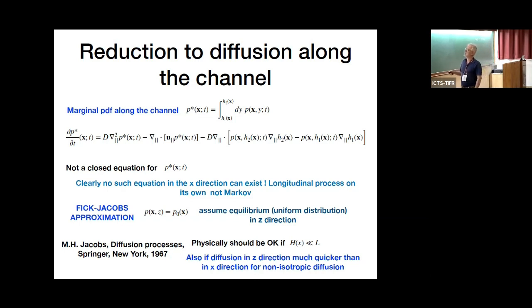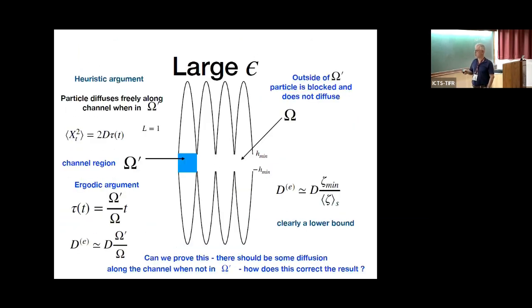So a long time ago, people came up with what is called the Fick-Jacobs approximation. Physically, if you imagine my channel isn't undulating too quickly, so my process can equilibrate in the y direction, while things are not changing too much in the x direction, you can just make the physical approximation.